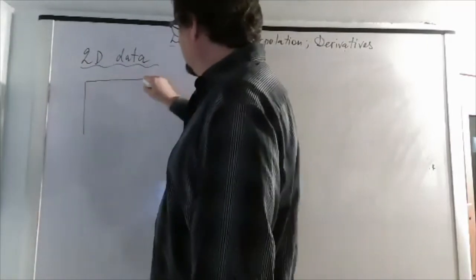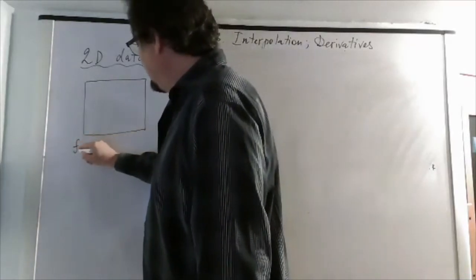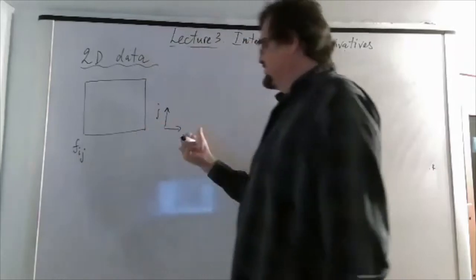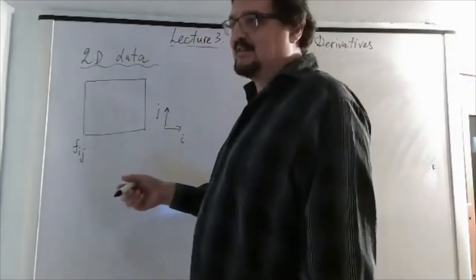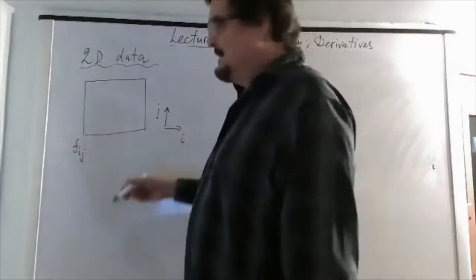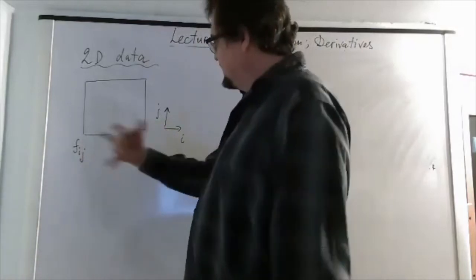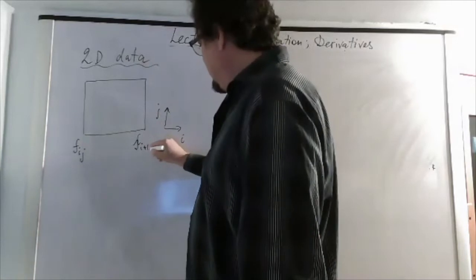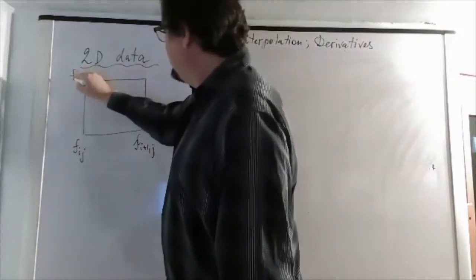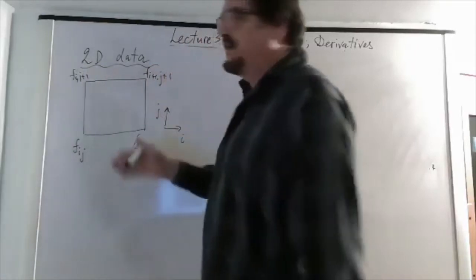You have some grid cell and you have your data points here, say F i,j. These are indices: in this direction it's going i, in this direction it's going j. I'm trying to use actual indices so that you get used to that, not F1, F2, because if you're designing the code you already have your indices for your arrays. So here it's F i+1,j, here F i,j+1, here F i+1,j+1. So this is your data.